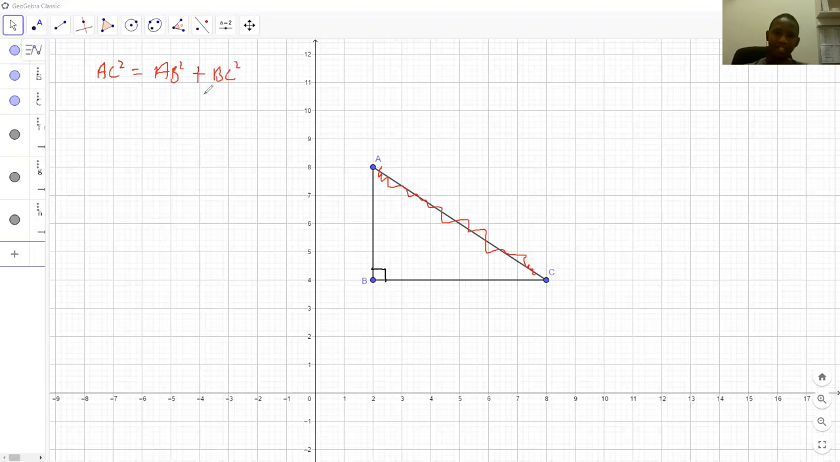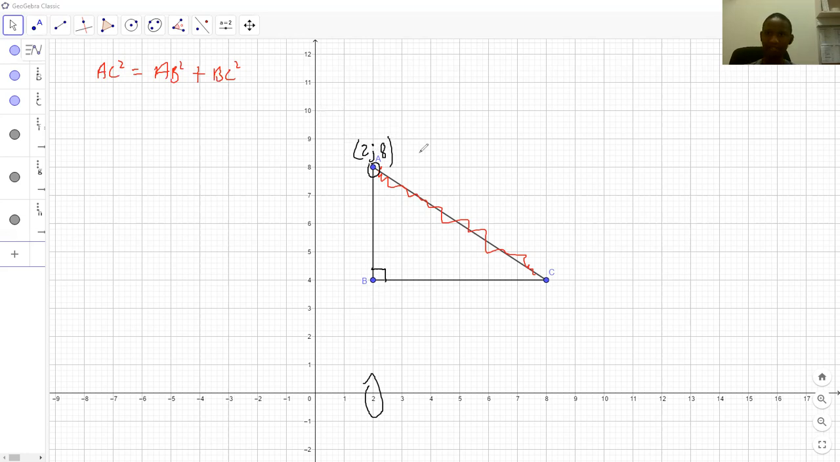Now, the objective here is to express this distance AC in terms of the coordinates of A and the coordinates of C. That might be too abstract for you at this point, but I'm going to do it slowly, step by step, so that you understand. Let us recap a little bit. Point A, what are its coordinates? The x value at A is 2, and I use a semicolon to separate my coordinates, and the y value is 8. The x coordinate at B is 2, and the y coordinate is 4. For C, the x coordinate is 8, and the y coordinate is 4.